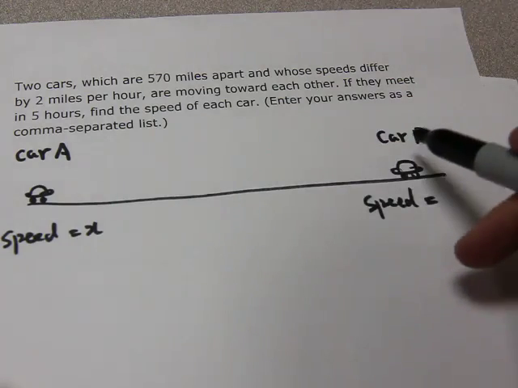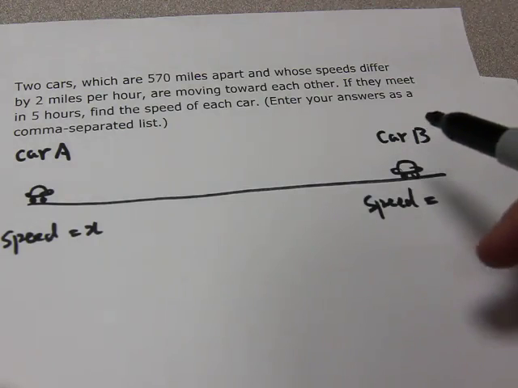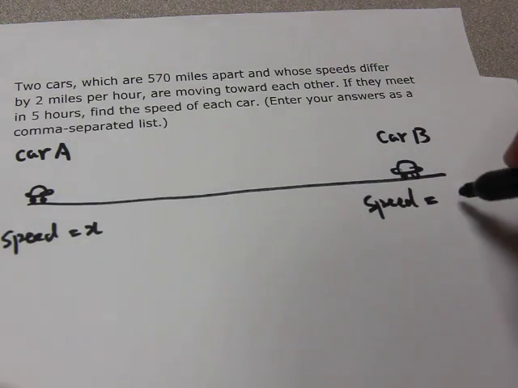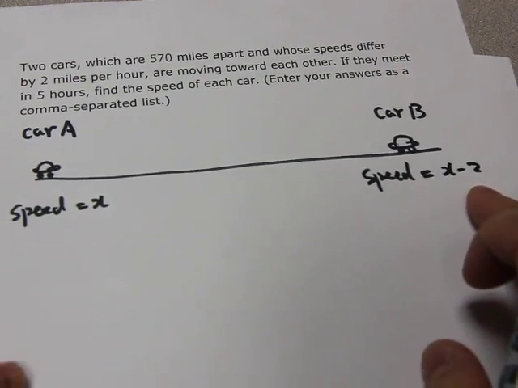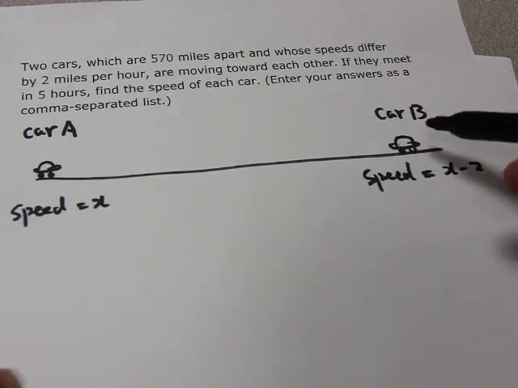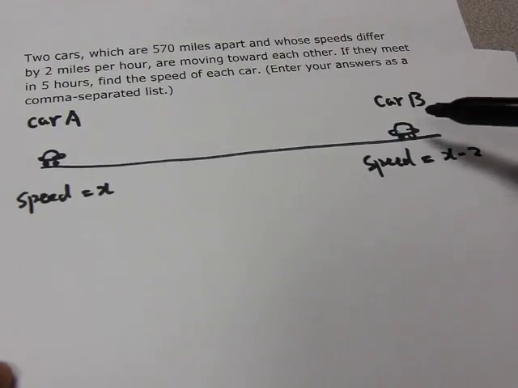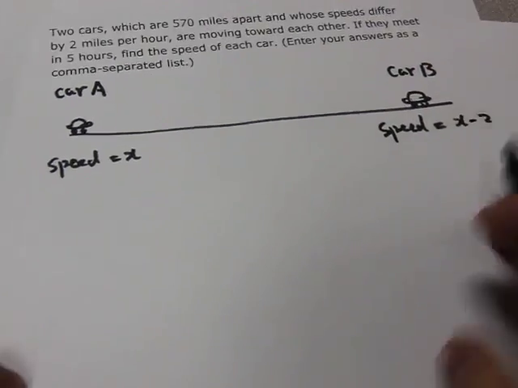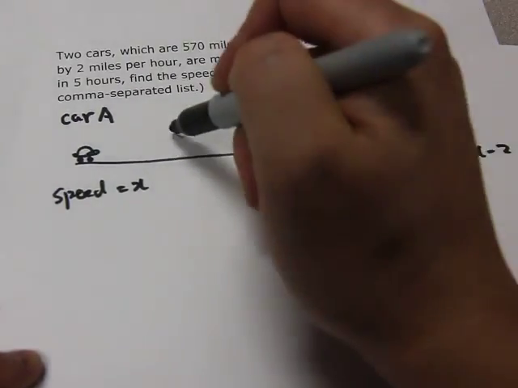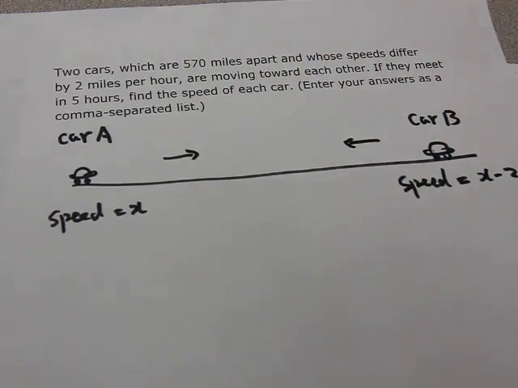So let's assume the speed of car B is less than the speed of car A. So we decide to use x minus 2 to represent the speed of car B. And you can use x plus 2 if you assume car B is faster than car A. It doesn't matter, okay? Now, we are told they are moving toward each other.